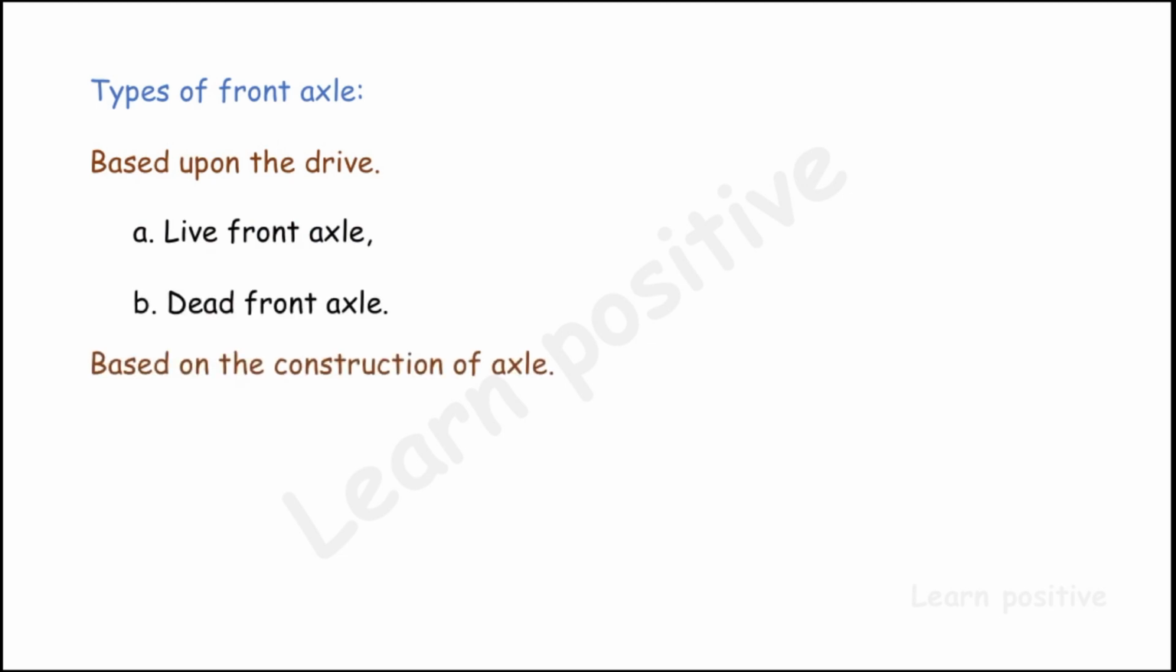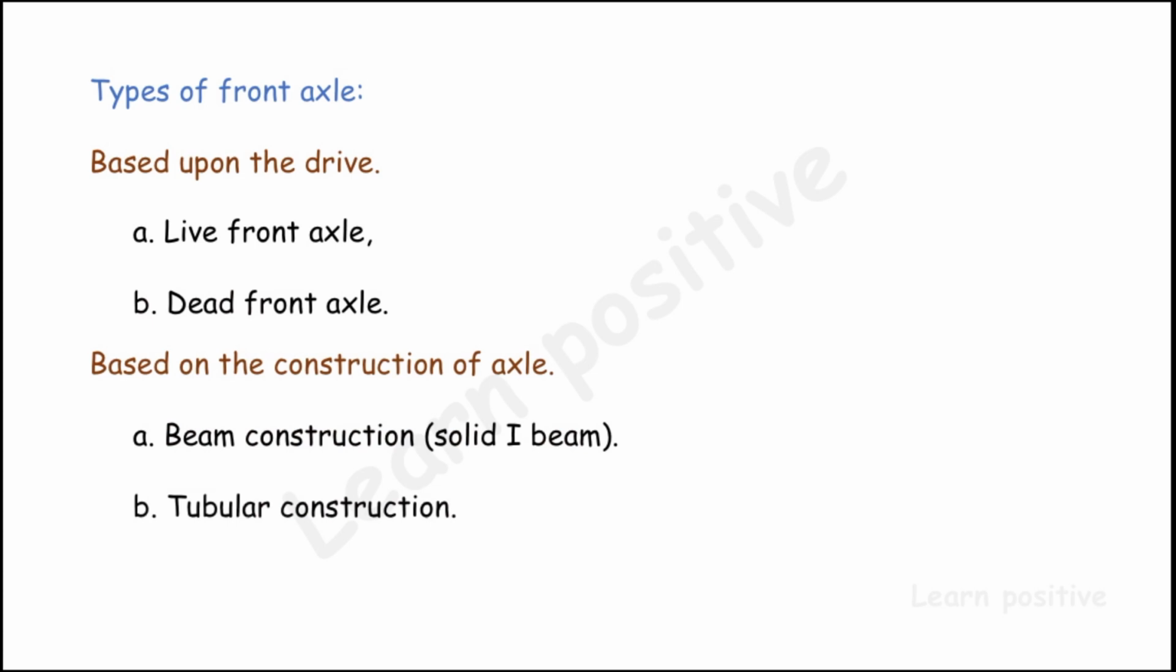Today's topic is types of front axle. The types of front axle are based on two criteria. Based on the drive, they have live front axle and dead front axle. Based on construction, the axle has beam construction, that is the solid I beam, and tubular construction. So these are the types of front axles.